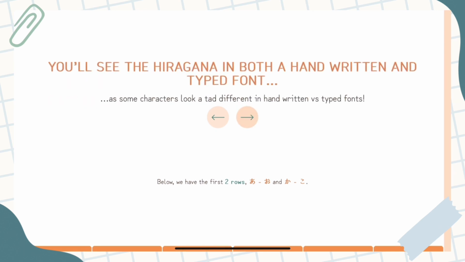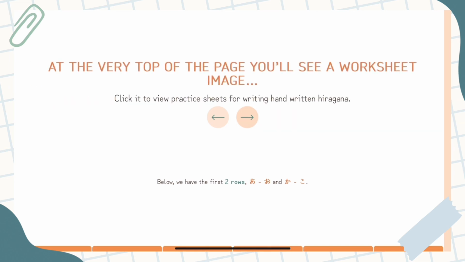You'll see the hiragana in both a handwritten and typed font because they can look a bit different. Most look generally the same, but some people, it's like English. There are so many fonts, everyone has different handwriting, and it's not really something you think about if it's your first language. Fonts can look really, really different. So I've just chosen a few different fonts for this website just to get you used to seeing different fonts. At the very top of the page, you'll see a worksheet image.